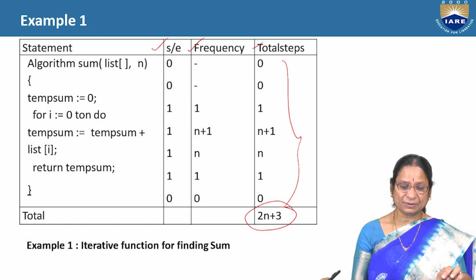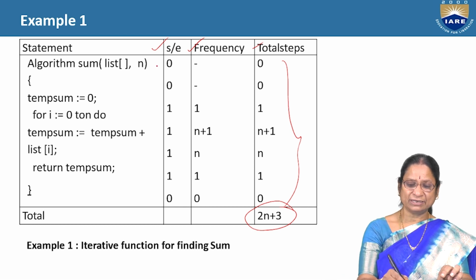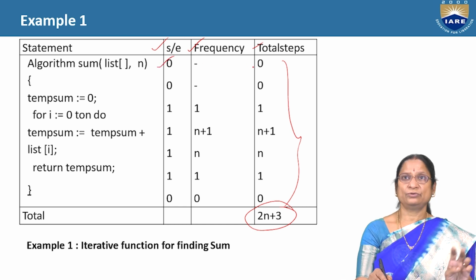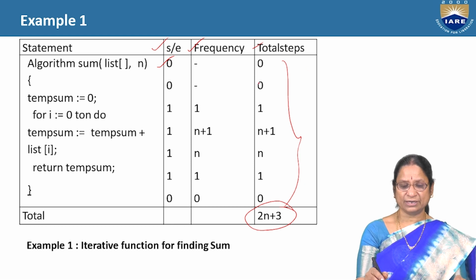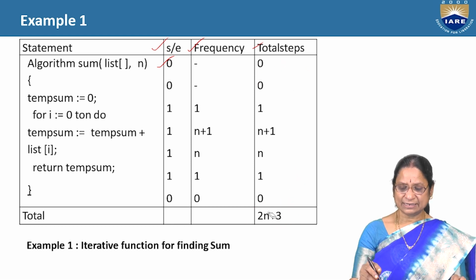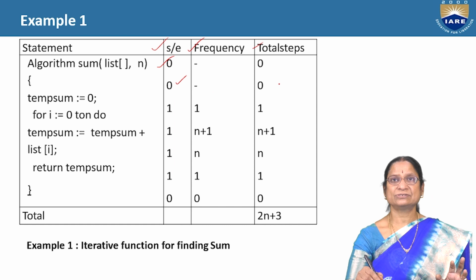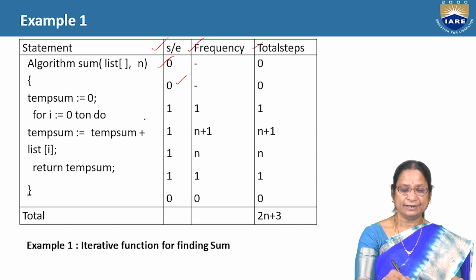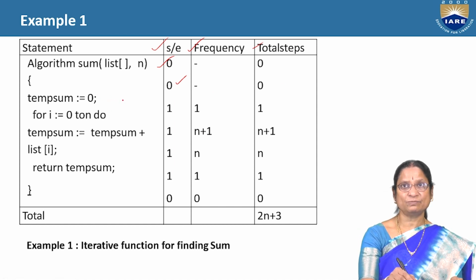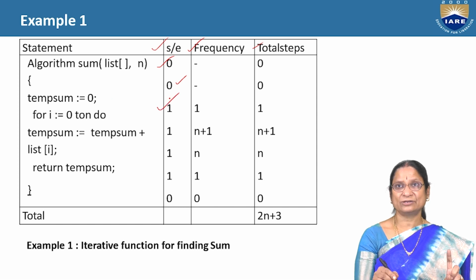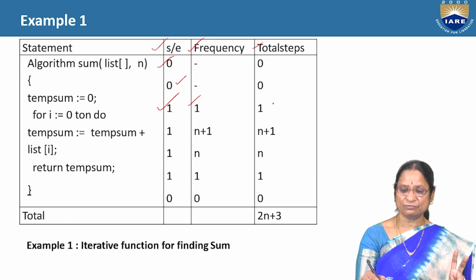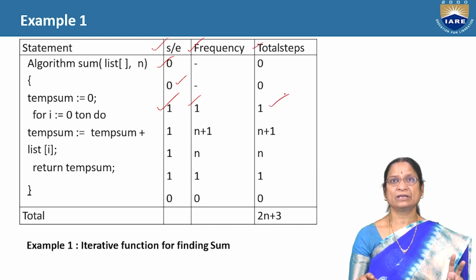Here, for example, the algorithm sum of list of n. This is not an executable declaration, so it has 0, no frequency, so 0 only. And the open parenthesis is not executable, so that's also 0. Next we get temp sum is equal to sum. Is it executable? Yes, so 1 executable statement. How many times does it get executed? 1 time only. So 1 into 1, I get 1.